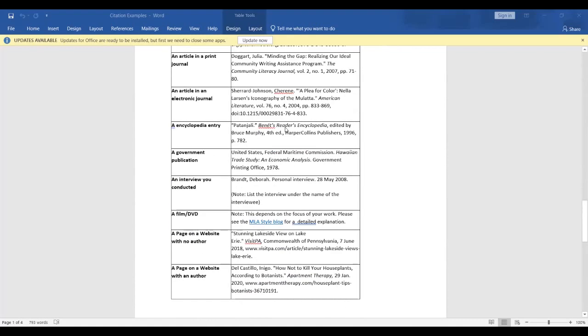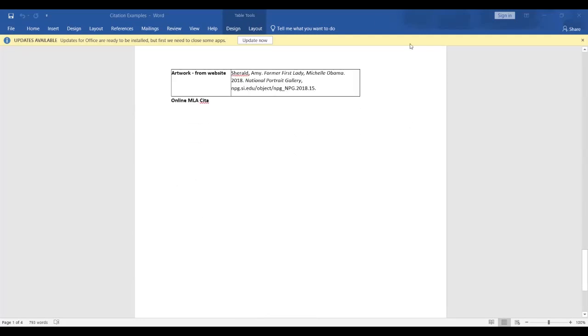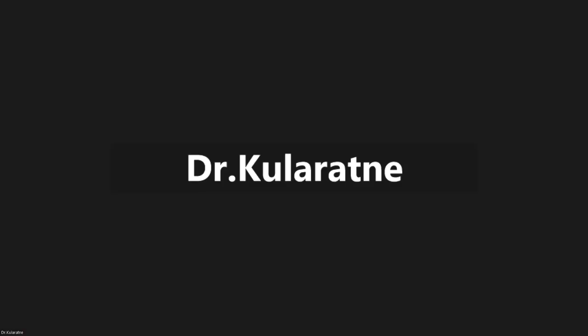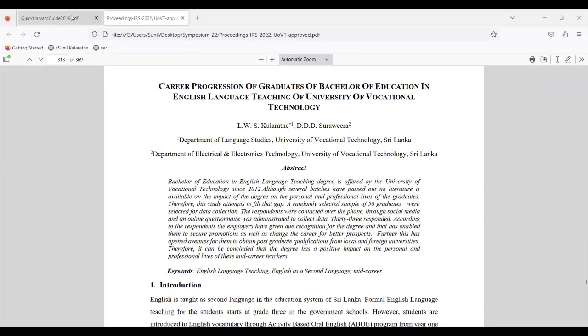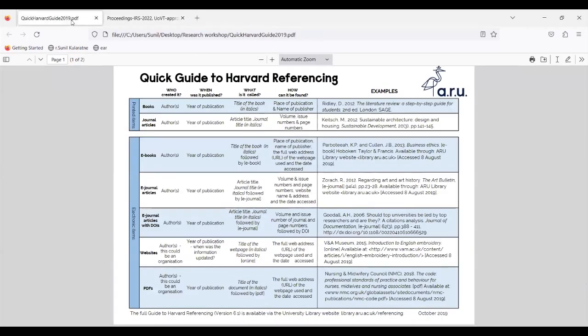So like that, MLA style. I have another one, this Harvard style. Let me go to that section. I just want to show you these things. I don't know whether these are important for your conference papers, but I had another one. Harvard should be here. Yes. You see? Can you see the screen? Yes. Harvard style, right?